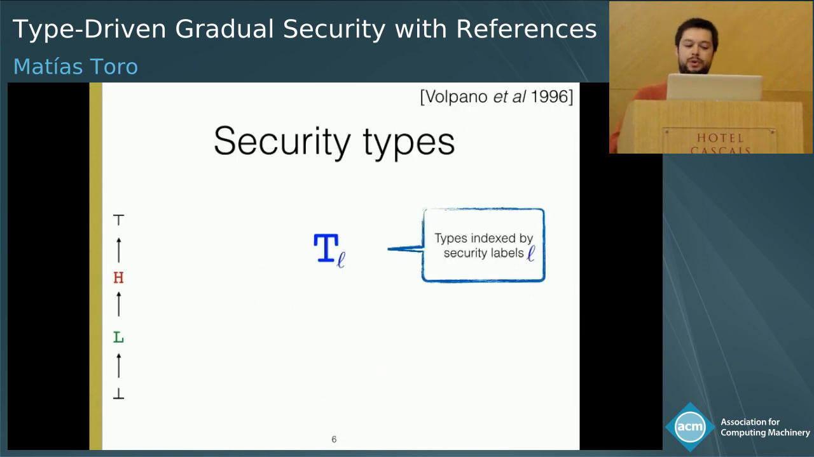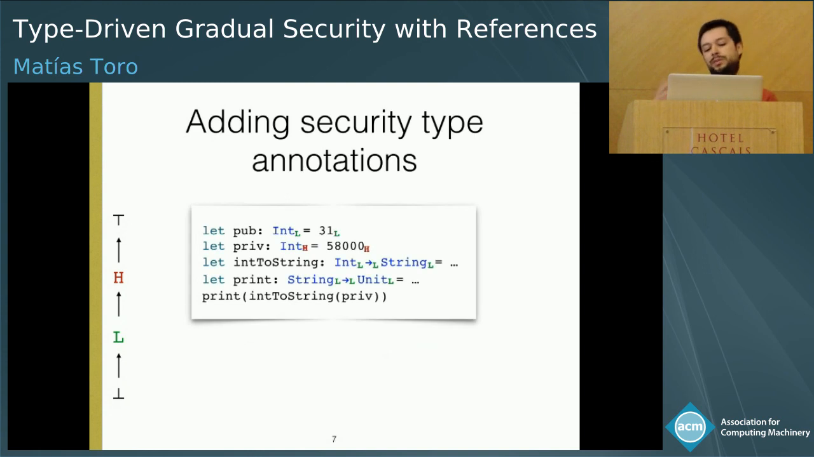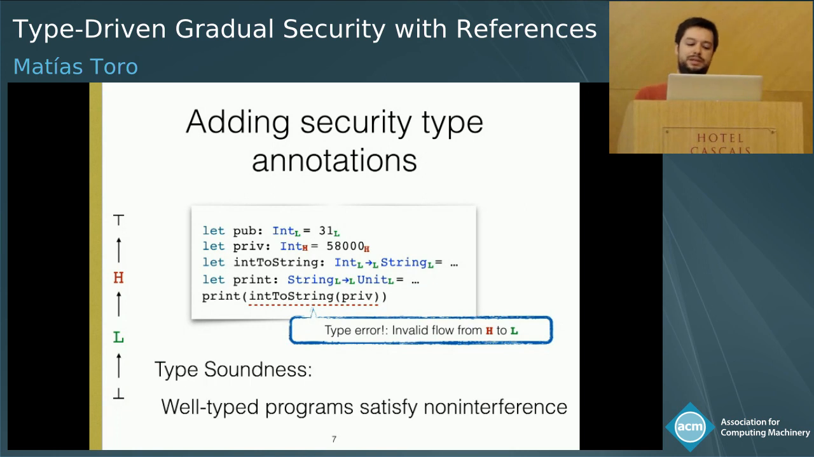Security typing enforces noninterference statically by indexing types with a security label. For instance, this type here represents a private int, and this function here represents a public function that takes a public argument and returns a public boolean. If we add the security annotations everywhere to the same program that we had before, then this program is going to be rejected statically because there is an invalid flow from high to low. And type soundness here states that well-typed programs satisfy noninterference.